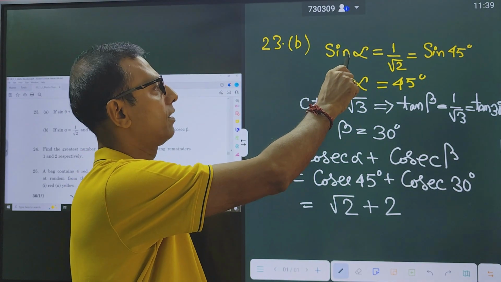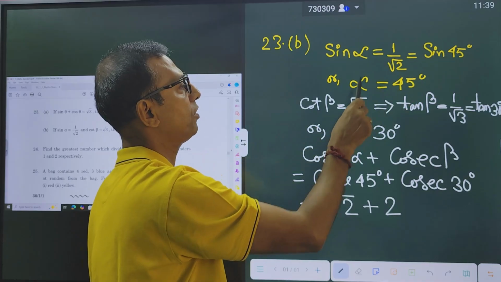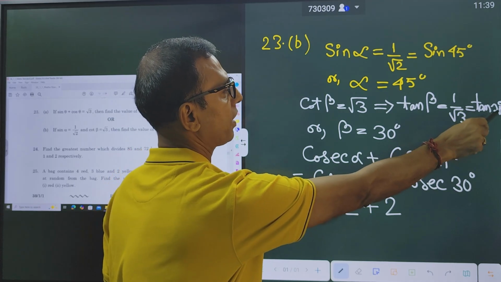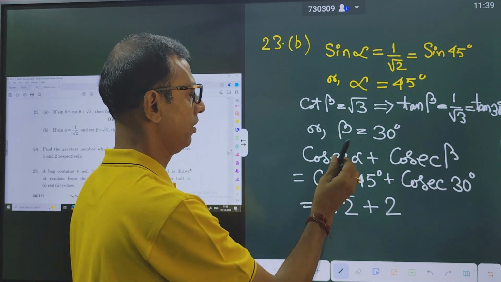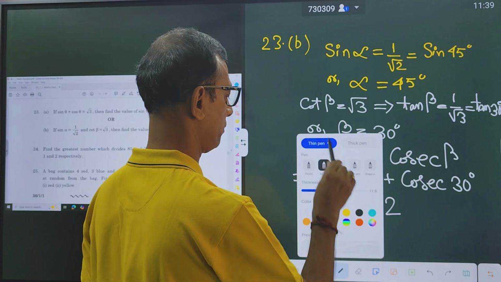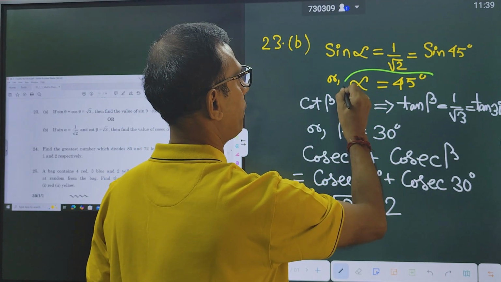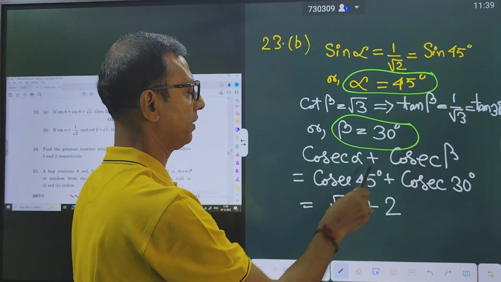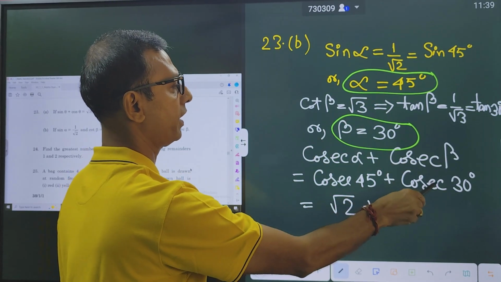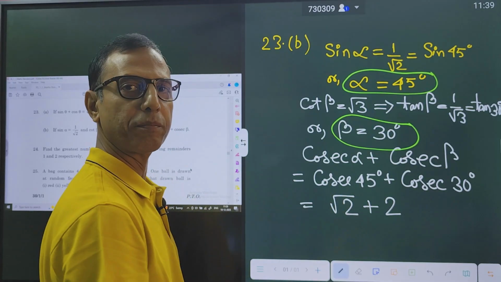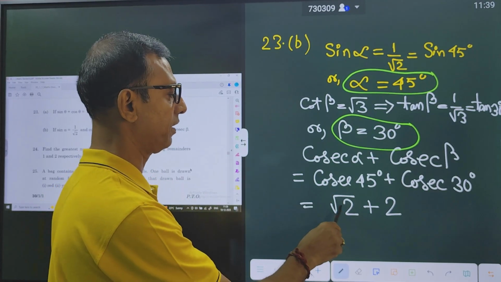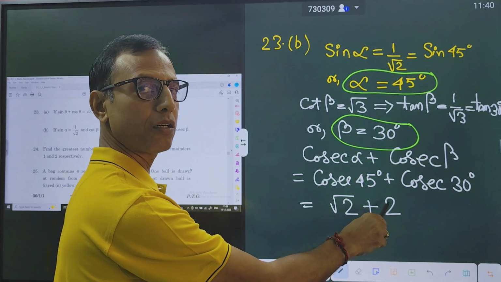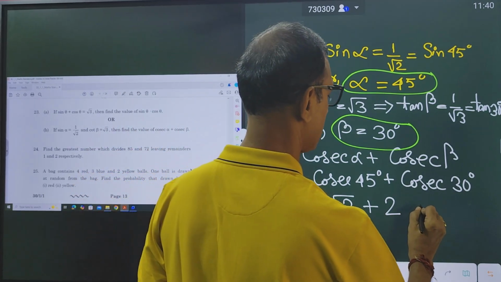So as I said, sin alpha equals to 1 by root 2, that means sin 45 degree, so alpha equals to 45 degree. Cot beta equals to root 3, that means tan beta equals to 1 by root 3, that is equals to tan 30 degree, so beta equals to 30 degree, right? So here alpha is 45 degree, beta is 30 degree. You replace these values here. Cosec alpha plus cosec beta, that means cosec 45 degree plus cosec 30 degree. Cosec 45 degree means reciprocal of sine 45 degree, that is root 2, plus cosec 30 degree means reciprocal of sine 30, that is equals to 2. So root 2 plus 2, this is the answer.